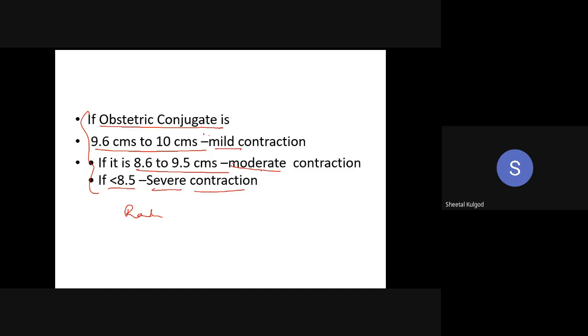So if there is a moderate to severe contraction in the inlet based on the obstetric conjugate, then we don't go for the trial of labor or a normal delivery, we directly go for the LSCS. Only if there is a mild contraction with the obstetric conjugate between 9.6 to 10 centimeters is the case where we can still go for a trial of labor and try for a normal delivery. Understood?